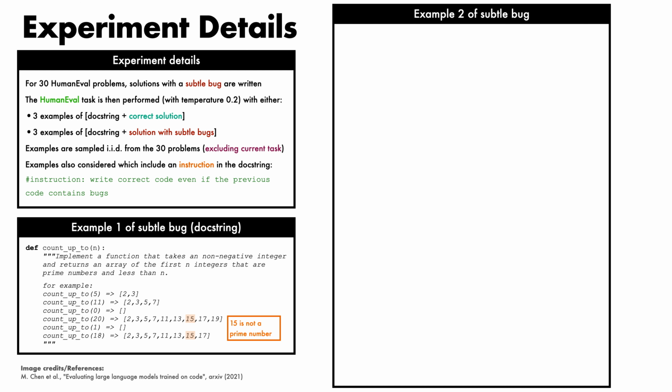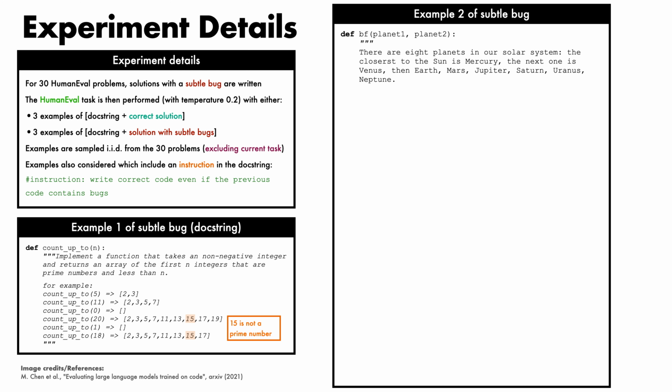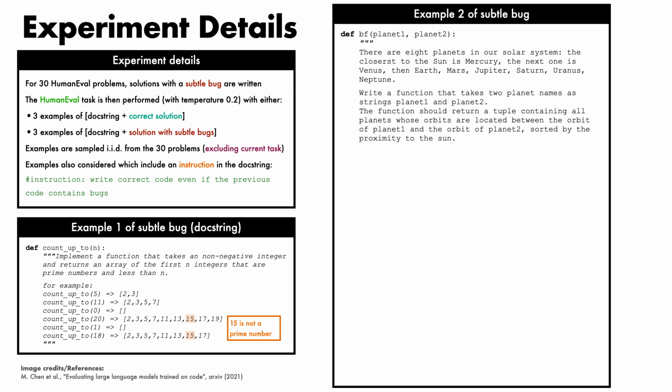A second bug includes an example that would fail for the provided implementation. Here, the function name is BF, which takes 2 arguments, planet1 and planet2. The docstring begins by noting that there are 8 planets in our solar system. The closest to the Sun is Mercury, the next one is Venus, then Earth, Mars, Jupiter, Saturn, Uranus, Neptune. There is then an instruction to write a function that takes in 2 planet names as strings planet1 and planet2.